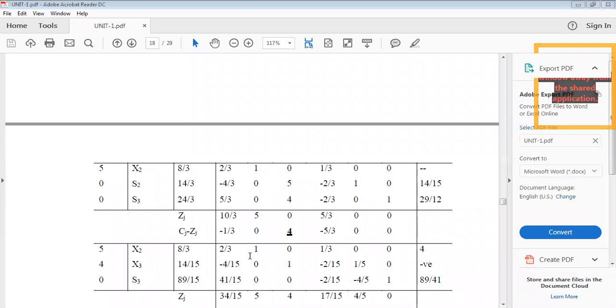Okay. Next, 0 by 5 means 0, and 5 by 5 means 1. And minus 2 by 3 divided by 5, minus 2 by 15. So this is 1 divided by 5, you got 1 by 5. And this is 0 by 5, you got 0 like this. Okay. Have you followed?